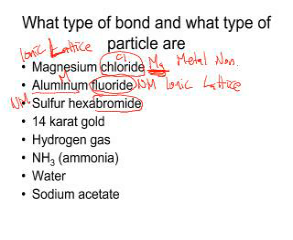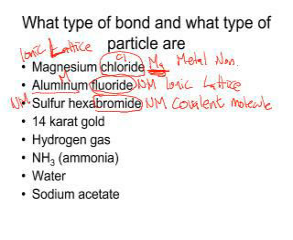Hexabromide, we're just going to look at the bromine. The hexa just means you have 6 of them. Bromine is Br, also on the right side, a nonmetal. Type of bond, oh, I can see them sharing already. Covalent, and type of particle would be a molecule.